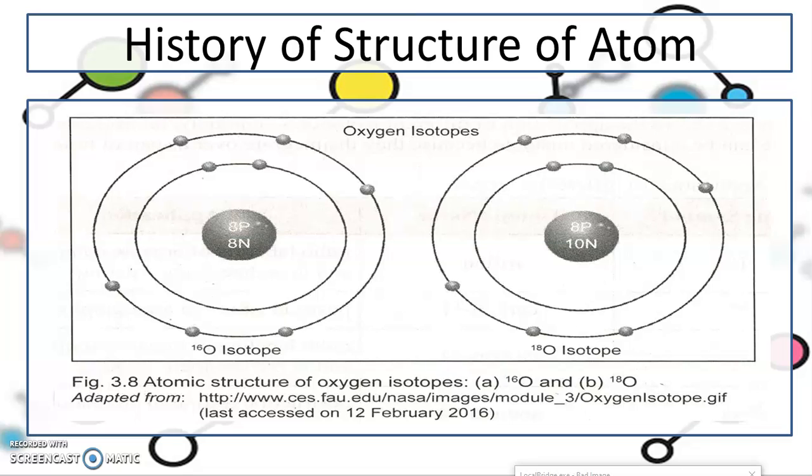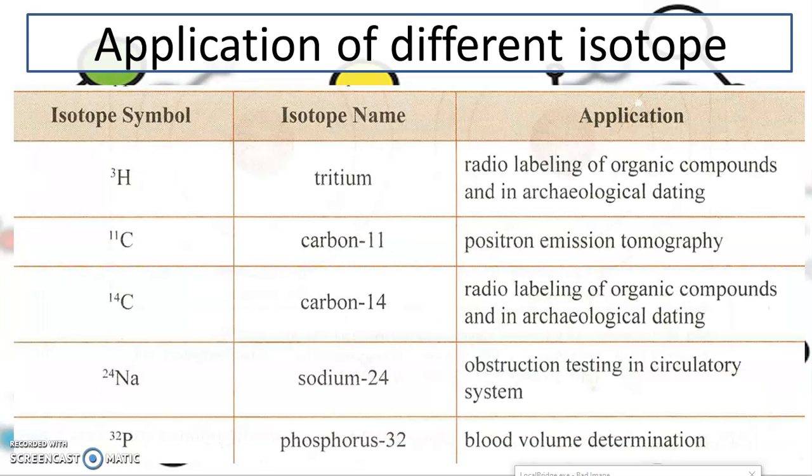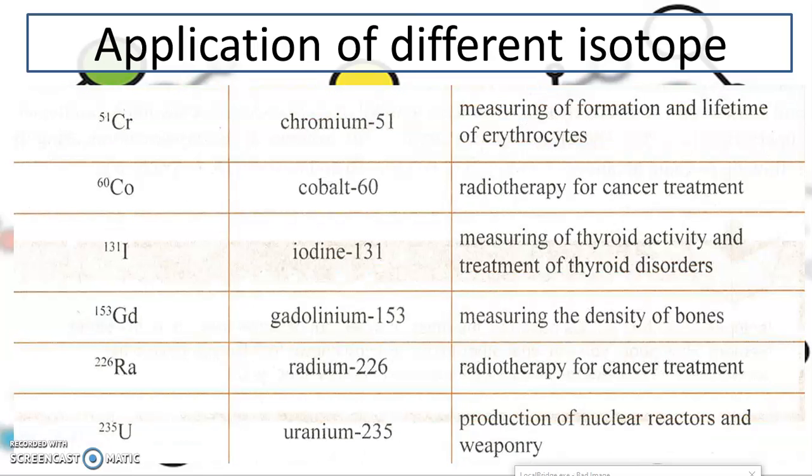And then this is the atomic structure of oxygen with its isotopes. Isotopes can be classified as stable or unstable. Stable isotopes are isotopes that do not undergo radioactivity and do not disintegrate, while unstable isotopes are those that exhibit radioactivity. They can be natural or artificial. These are examples of isotopes, and then the different uses.